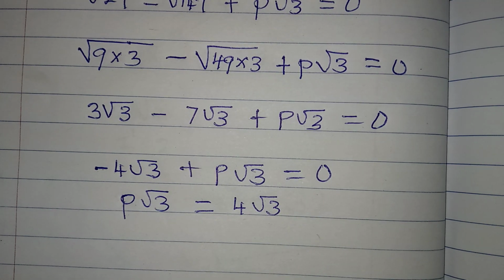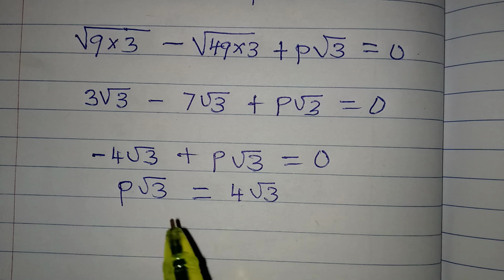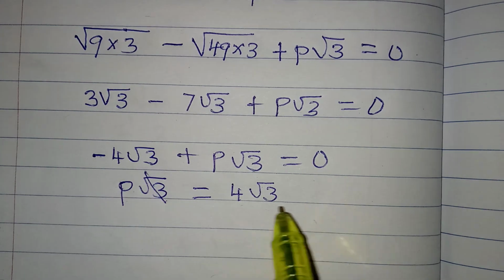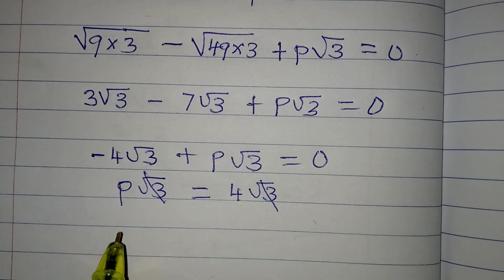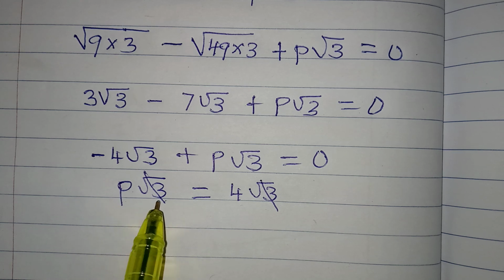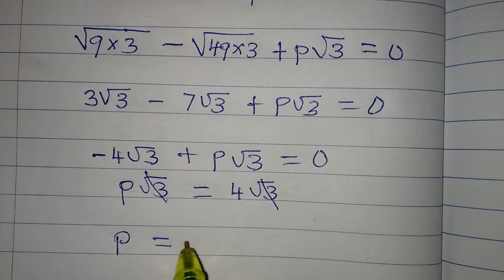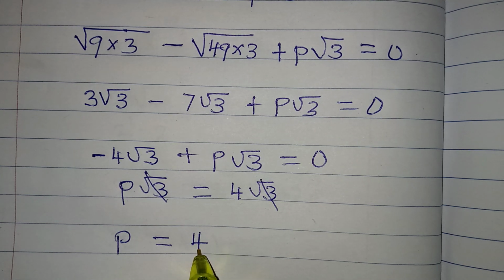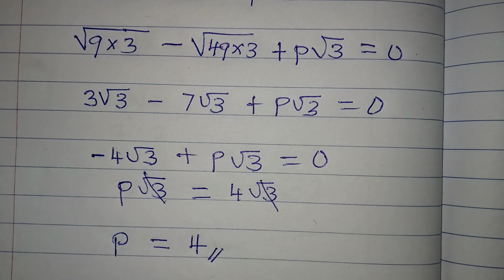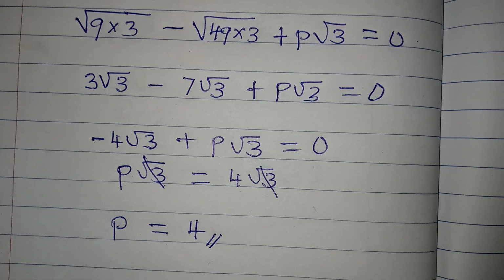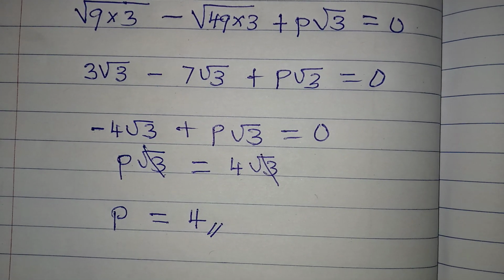And what does this mean? This now means that this can cancel this, because we can divide both sides by root 3. So the root 3 will cancel each other, meaning that our p is equal to 4. As simple as that. But then we might want to check to know if we are right or wrong.